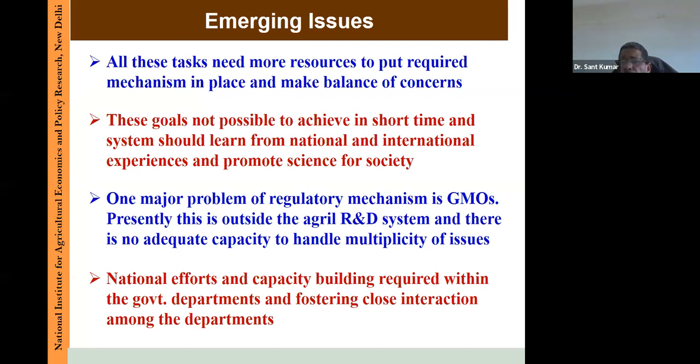So one major problem of the regulatory mechanism is that presently it is outside the system of agriculture R&D and has no adequate capacity to handle the multiplicity of the issues. National efforts and capacity building are required with the government departments, and fostering close interactions is needed.